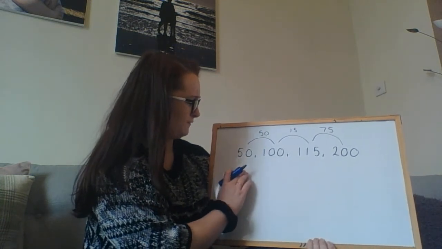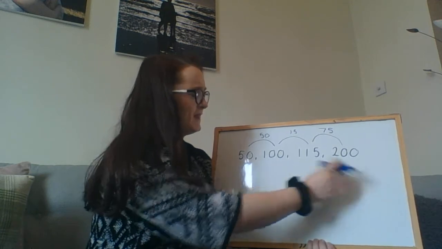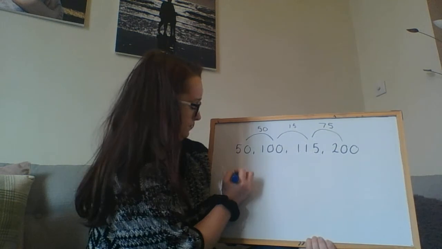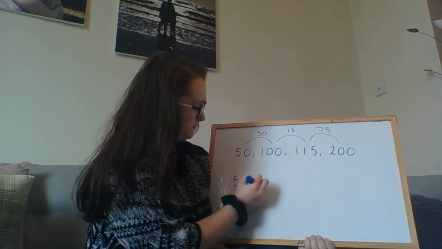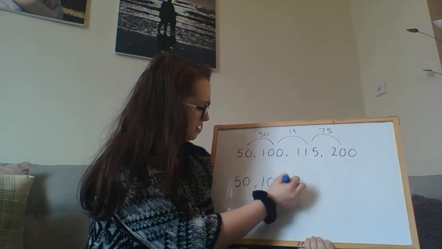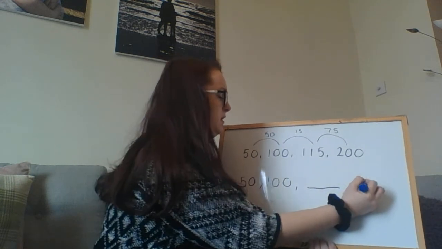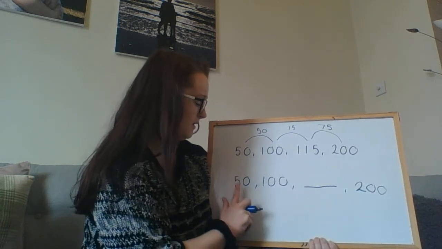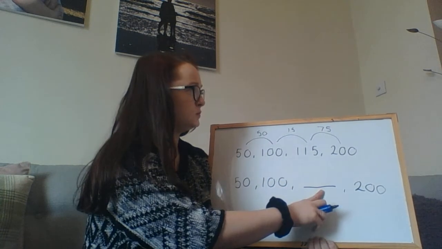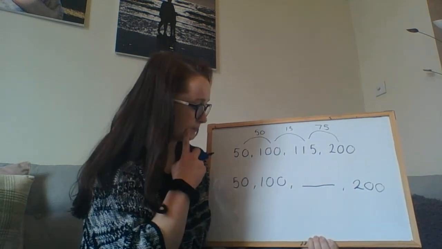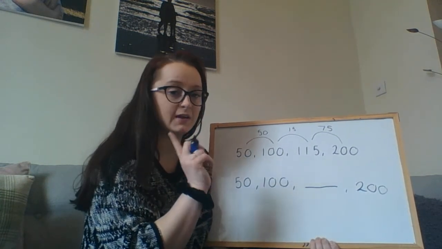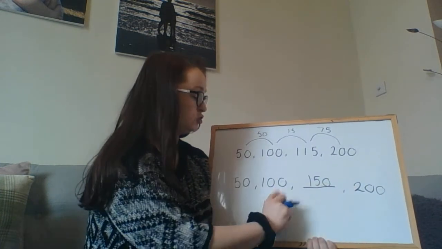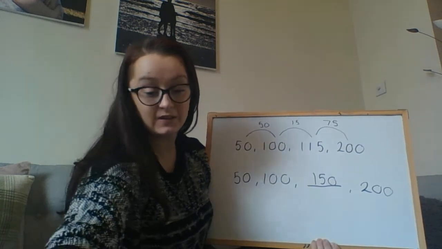I think if we've got 50, 100, something, and then 200, I think we might be counting in 50s. Let's try it. So if we've got 50, 100, if we add another 50, and then 200. Can you work out what will be on this line? 50, 100, something, 200. If you said 150, you are absolutely correct. Well done. And this sequence shows that we're counting up in 50s.